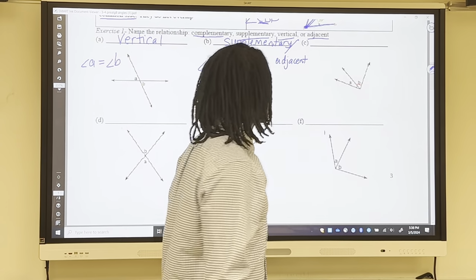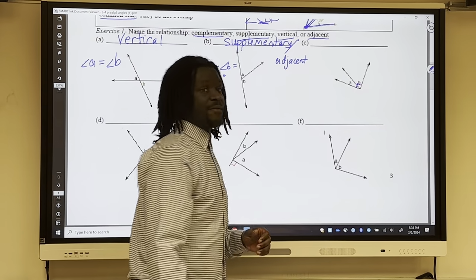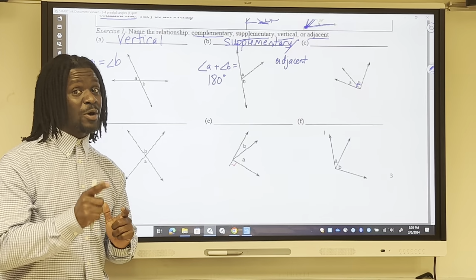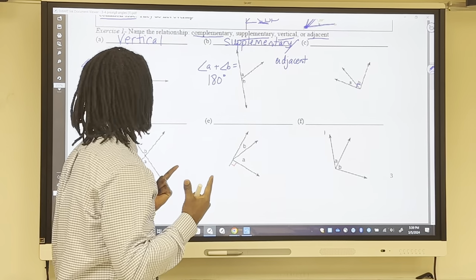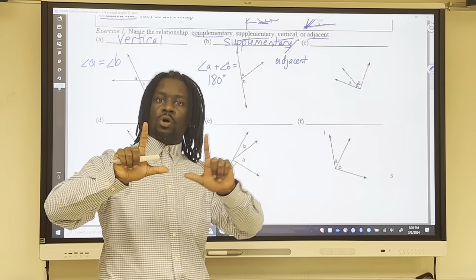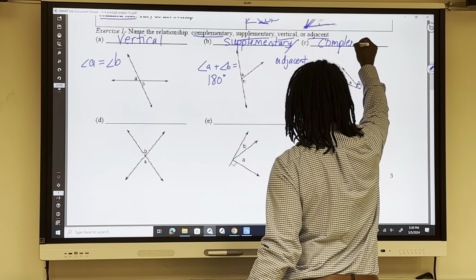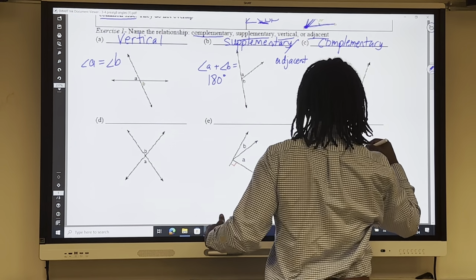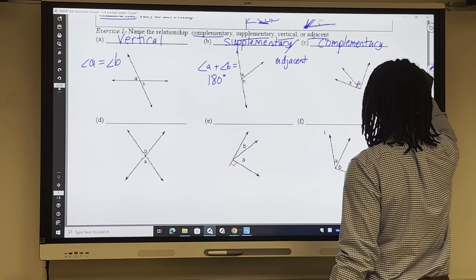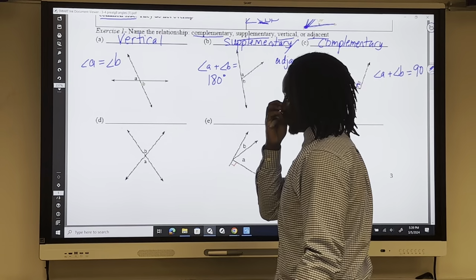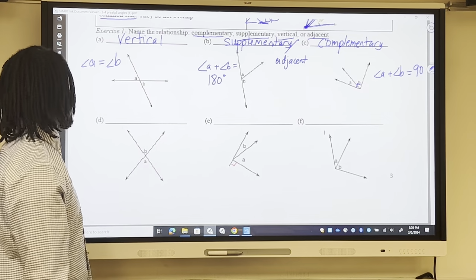Moving on. C. Now, these two angles have that little square. That little square tells me what? That I have a right angle. So if two angles form a right angle, then they are complementary. And what that means is angle A plus angle B equals 90, because they are complementary, all right?